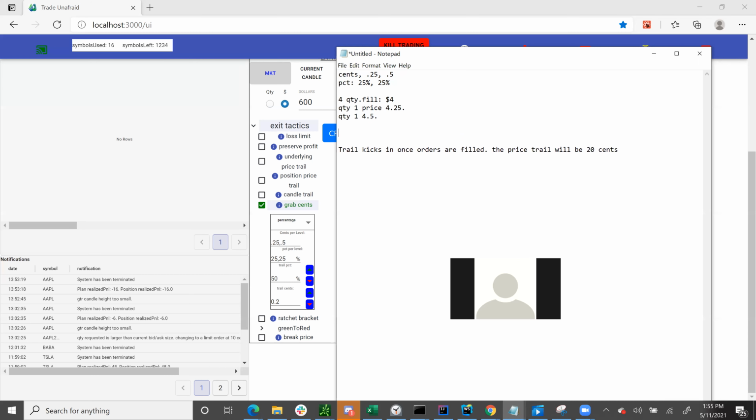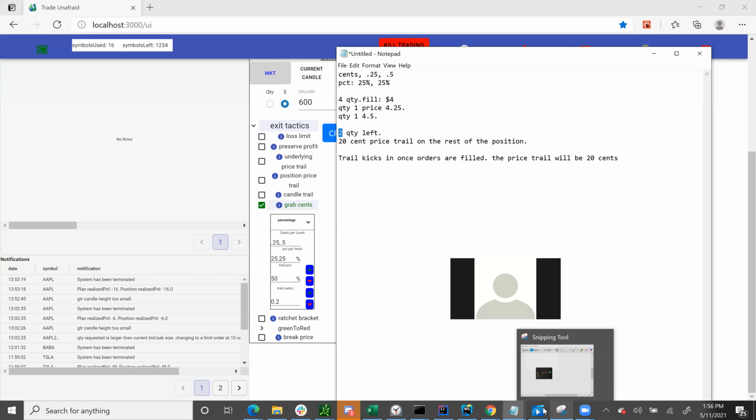And you can elect to have a price trail that will come into effect once these orders have been filled. So once you have two quantity left, you're going to have a 20-cent price trail on the rest of the position, right? The 50% is the 2 right here, and the 20 cents is the trail cents. Okay, so does that make sense? Yeah, that makes sense. And just to repeat, this price trail only comes in after the fact.